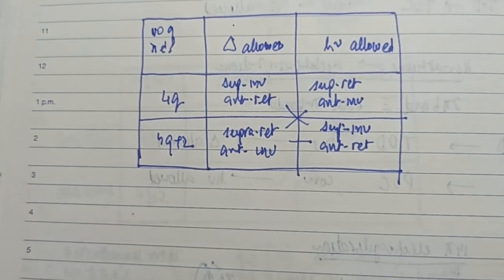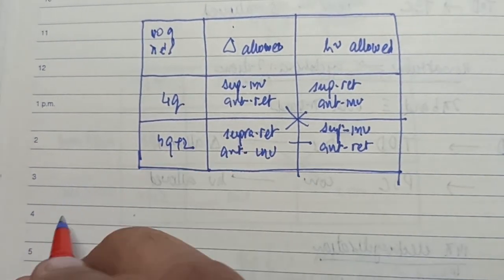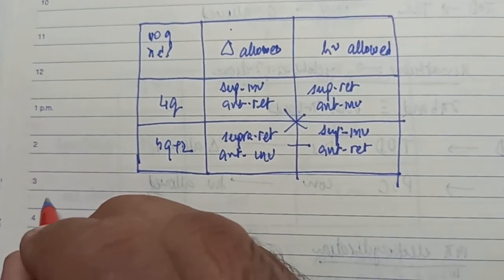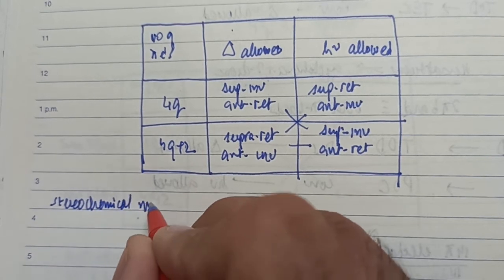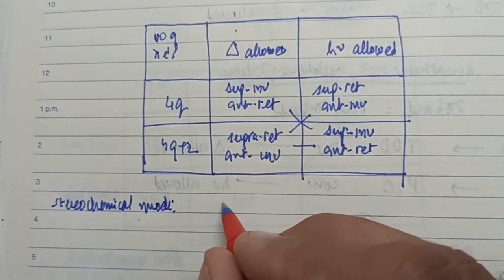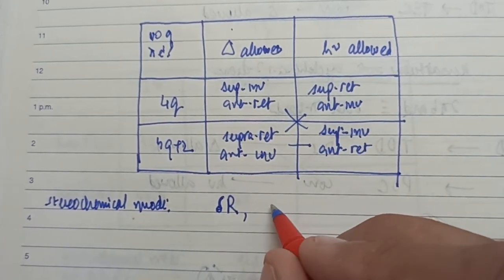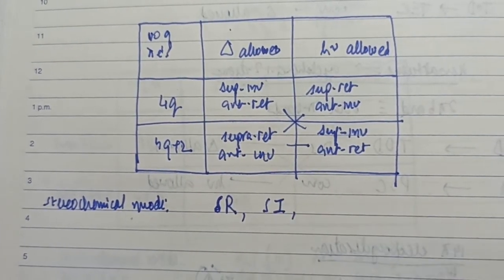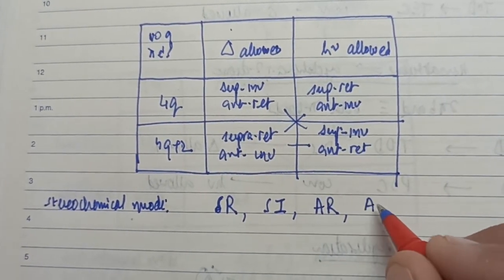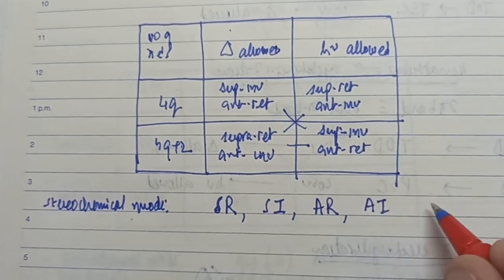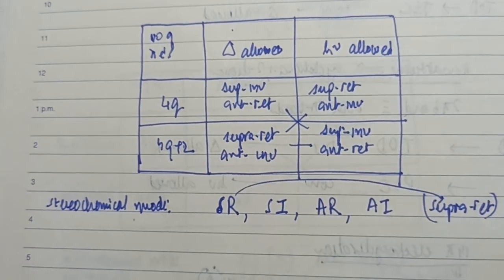Okay. In this particular case, let's again try to work out which formula is applicable. But before, let's see what are the variables involved. What is the stereochemical mode? There are 4 stereochemical modes here. Either the reaction can be suprafacial retention, or suprafacial inversion, or Antarafacial retention, or Antarafacial inversion. Supra retention and so on is what we are referring to here, right?